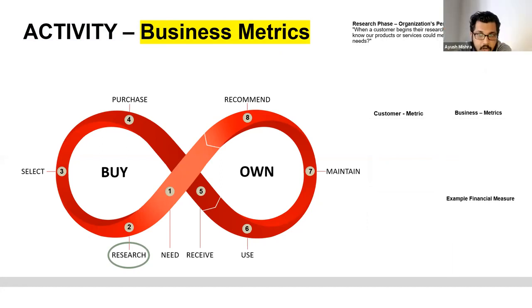Customer metric should be how many people buy those products, what is the quality and reviews. No, we haven't come to buy yet, buy is purchase. Fourth, at the research level. Now break it into the experience.